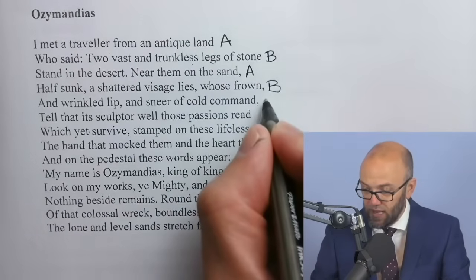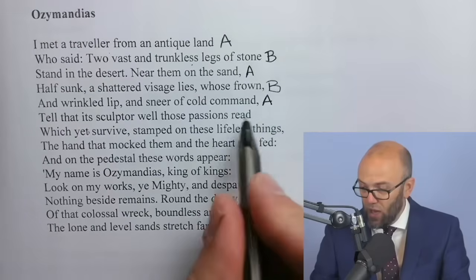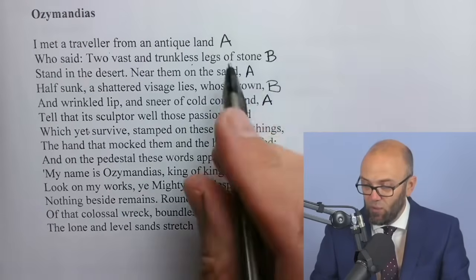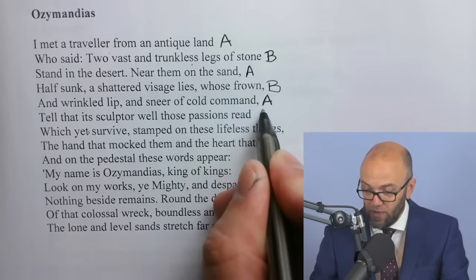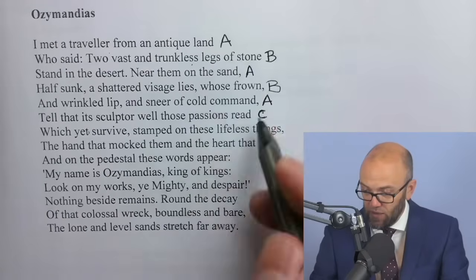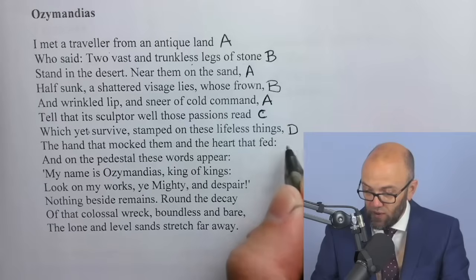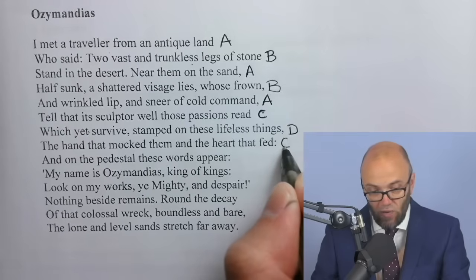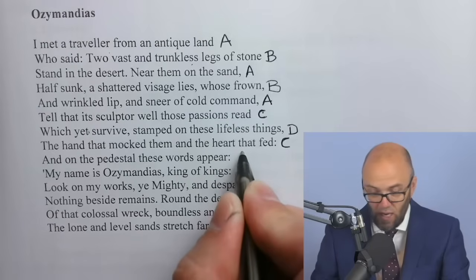So if we work through the poem, the rhyme scheme that we end up with, we've got command, that rhymes with land and sand, so that's another A. And we just work our way through. We've got red. Now red doesn't rhyme with anything we've had before, so that goes on to the next letter of the alphabet, C. And then we've got things. That doesn't rhyme with anything else, so that becomes D. But fed rhymes with red, which was a C, so that's also a C. And on it goes. Appear, that doesn't rhyme with anything, so that becomes E.